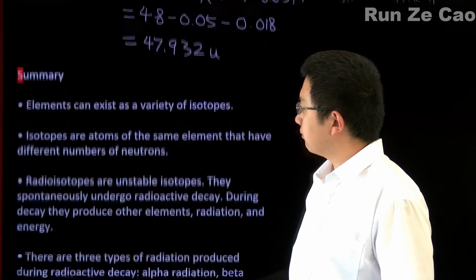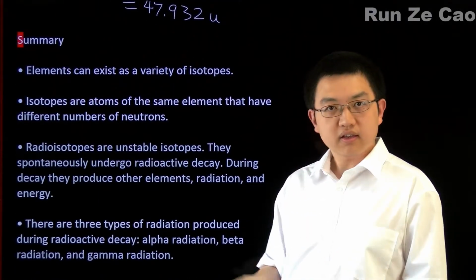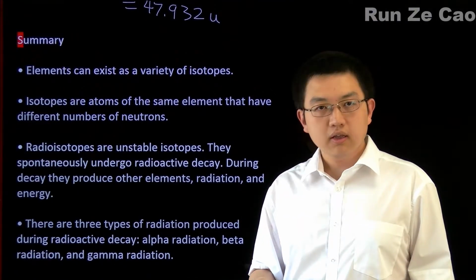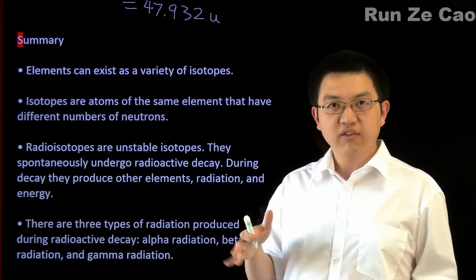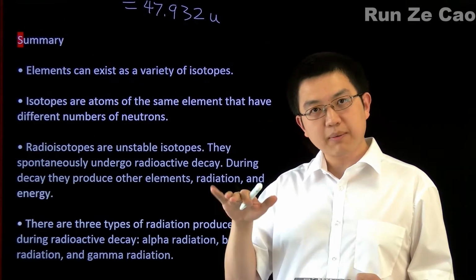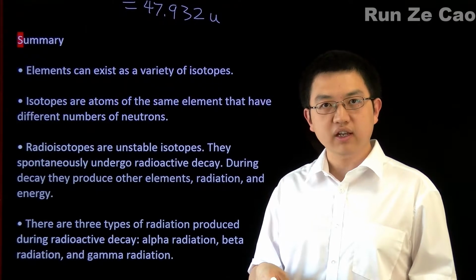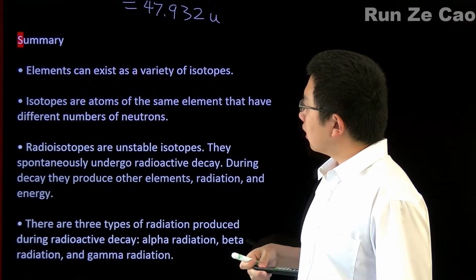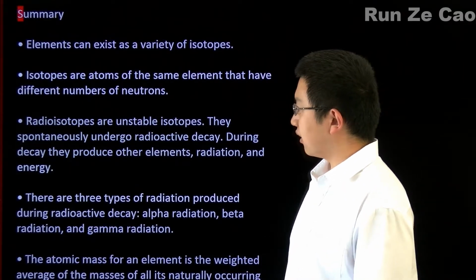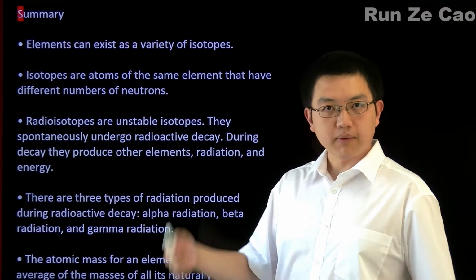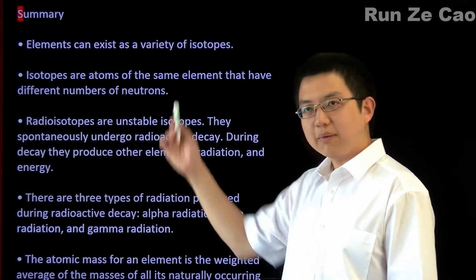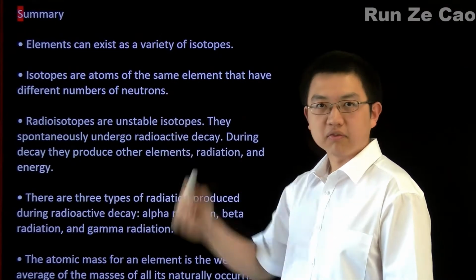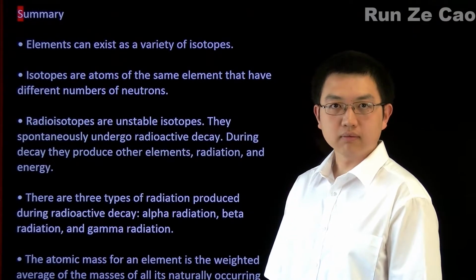And in summary, elements can exist as a variety of isotopes. They will have essentially the same physical properties, and the chemical properties will only differ very slightly. Now, isotopes are atoms of the same element, and they have different numbers of neutrons. What does same element mean? It means same number of protons, same number of electrons, right?